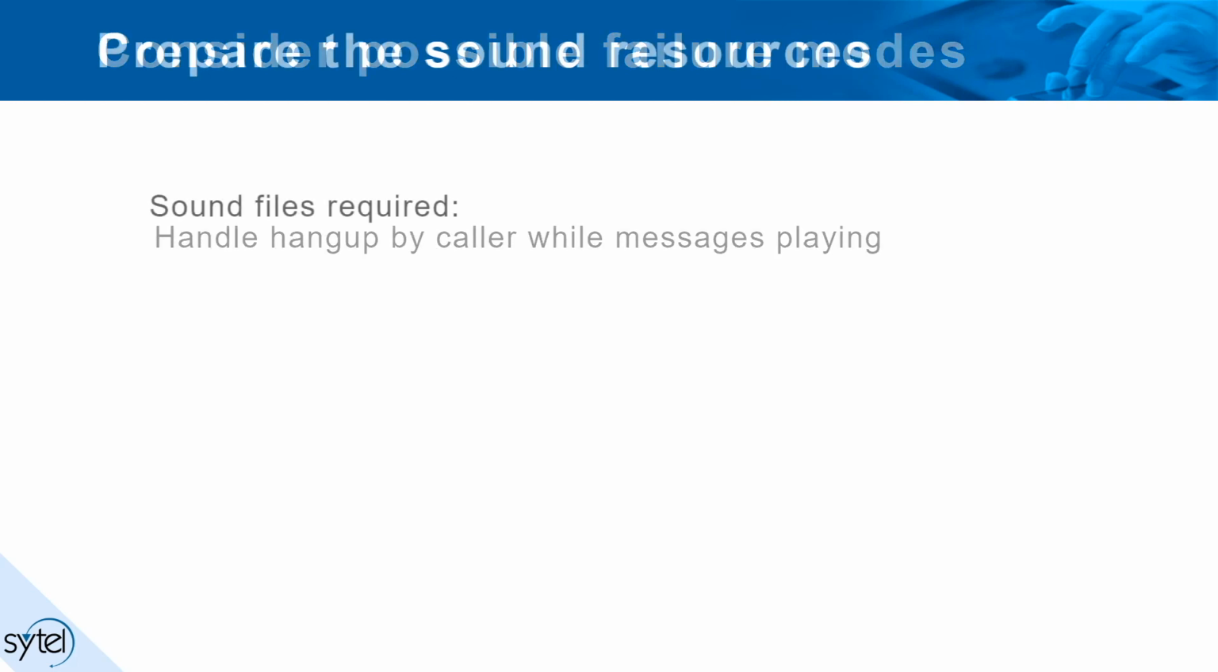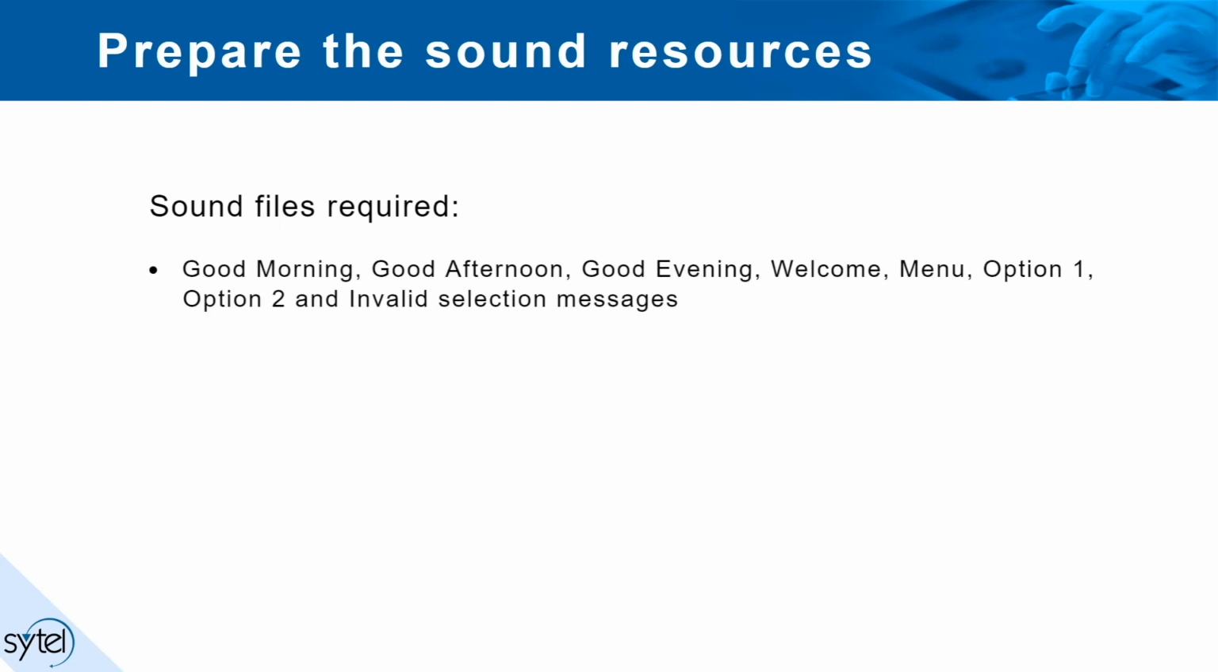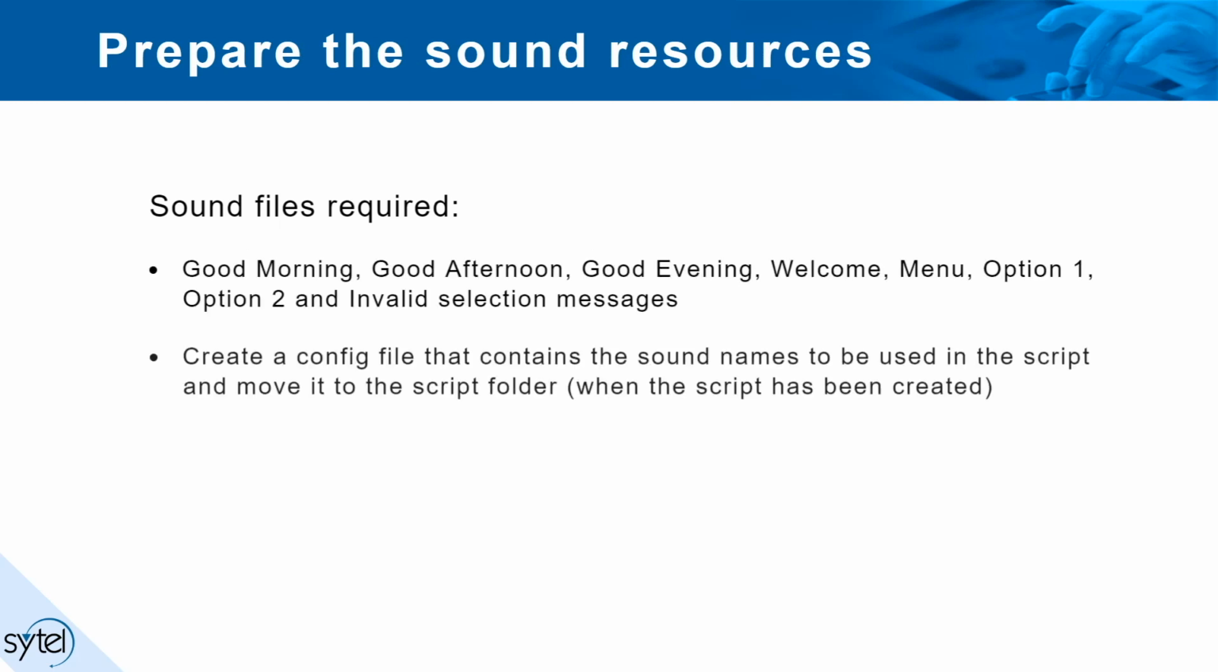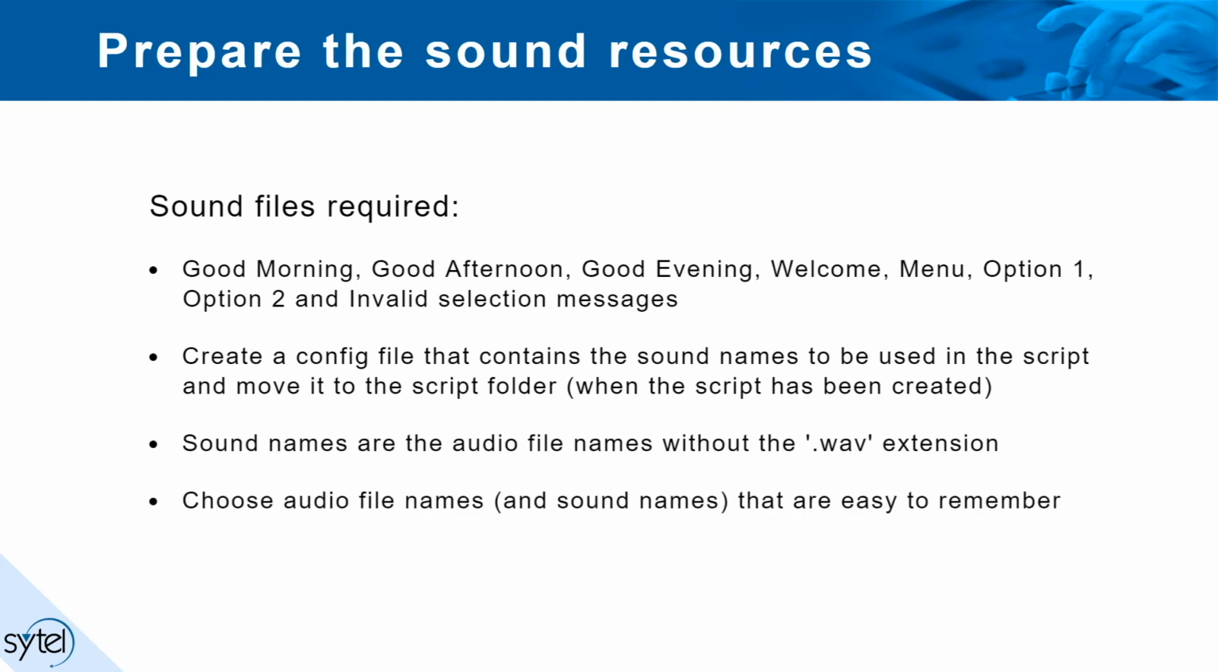Next, we need to prepare the sound files that will be required. In this script, there are 8 recordings required as shown. We will need to create a config file containing the sound file names and place it in the script folder. This can only be done when the script project has been created. Sound files need to meet the required format as explained in previous IVR videos.